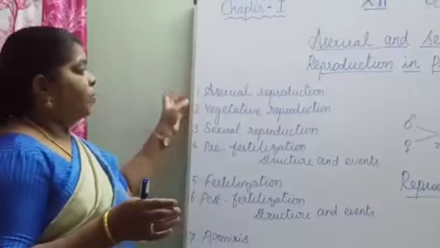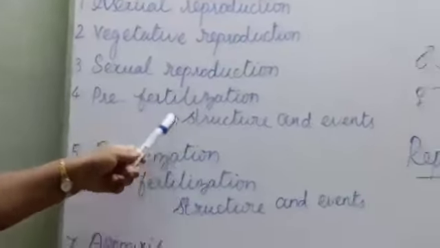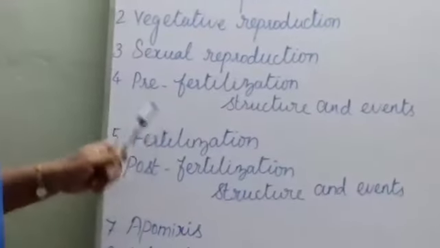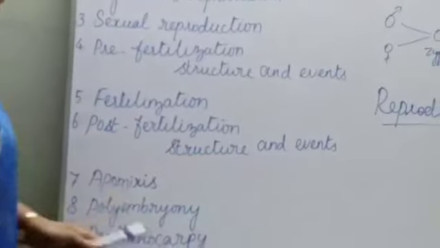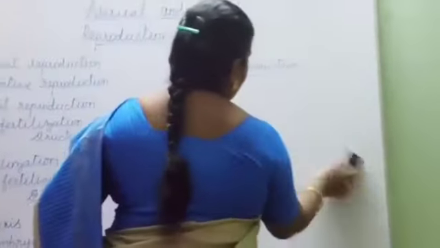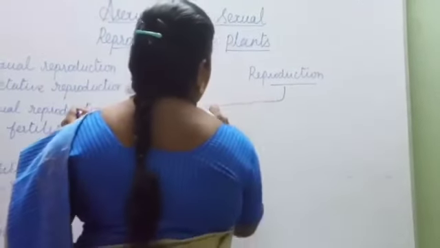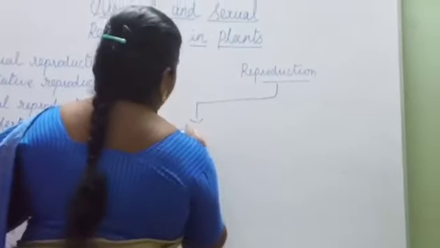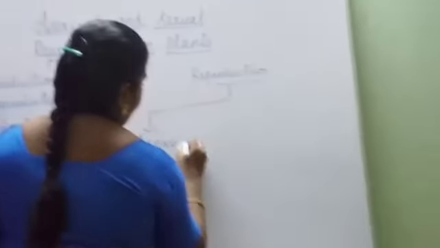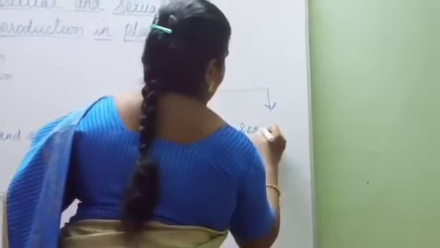So in this chapter, you are going to see some topics: asexual reproduction, vegetative reproduction, sexual reproduction, pre-fertilization structural events, fertilization, post-fertilization structural events, apomixis, polyembryony, parthenocarpy. Basically, reproduction is divided into two types. They are asexual and sexual reproduction.